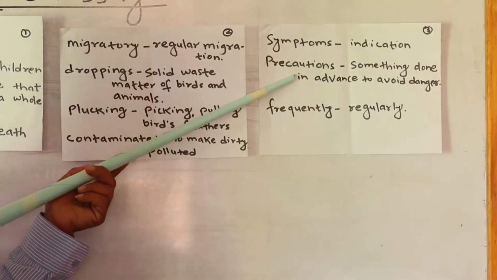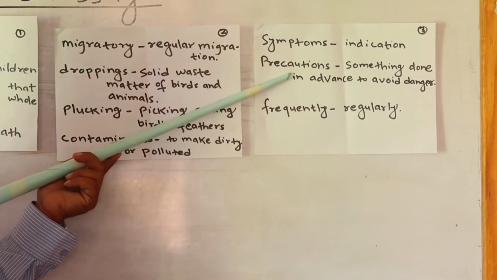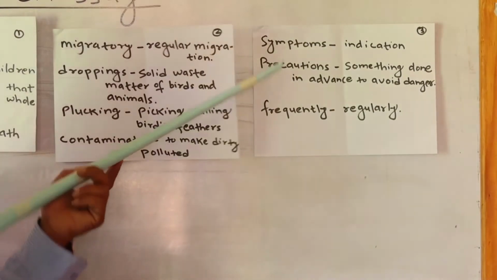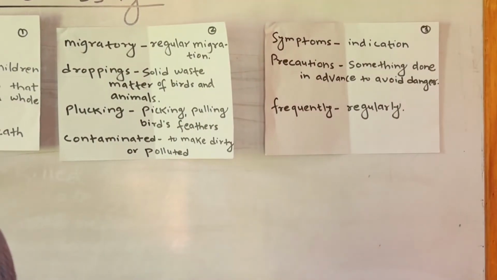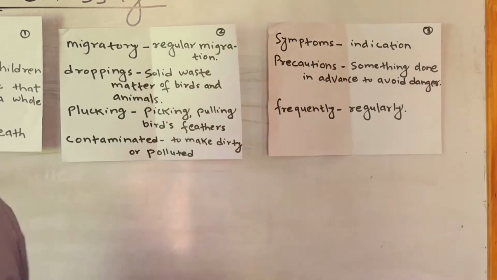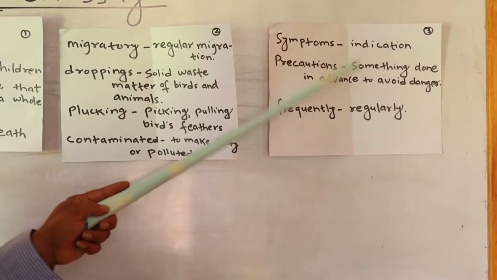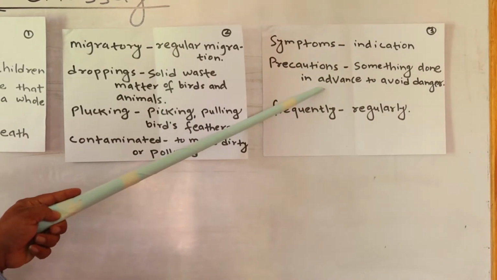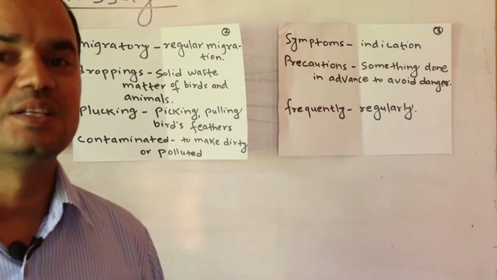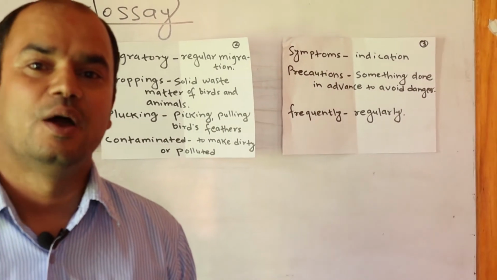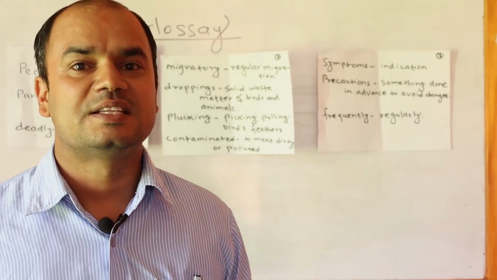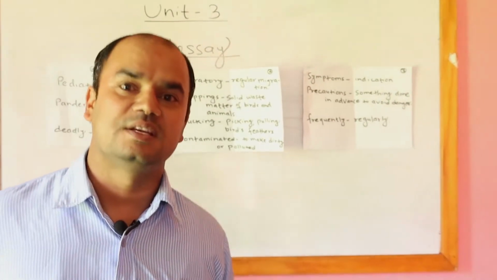Then another word for the glossary section, precautions. Precautions. You have to learn the pronunciation. Precautions. So, what is the meaning of that? Precautions means something done in advance to avoid danger. What do we call it in Nepali? It means सावधानी अपनाउनु, my dear students.